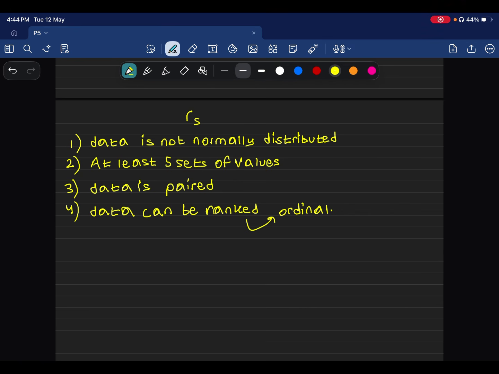The formula for Spearman is already going to be provided. Don't worry about it. The values for Spearman are less than or equal to +1 and more than or equal to -1.